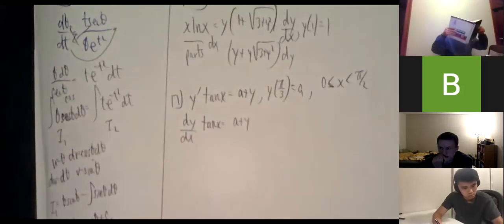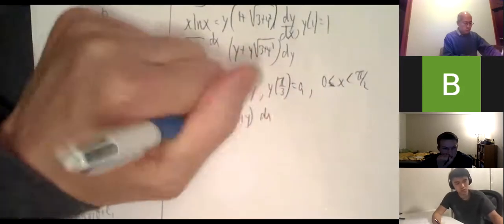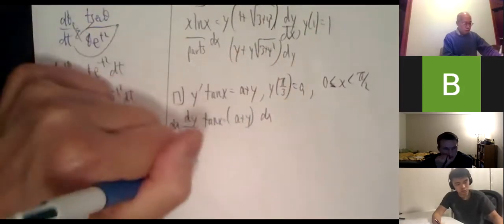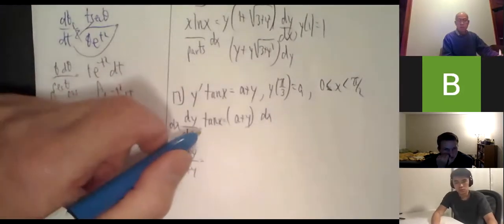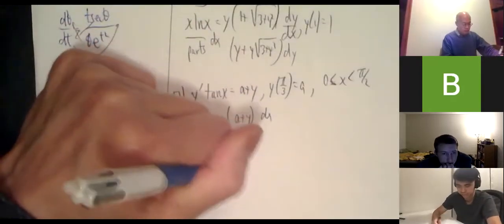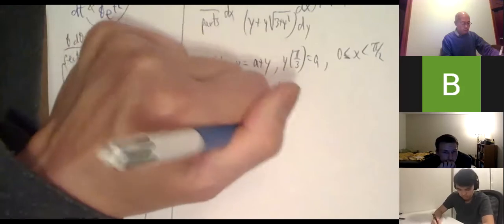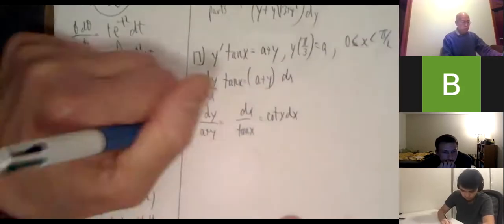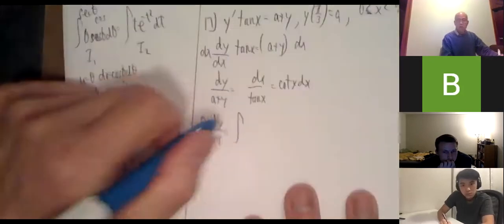See if I did that right. Okay, so multiply by dx, divide by that: dy over a plus y equals dx divided by tangent x, which is the same thing as multiplying by cotangent x. So the integral of dy over a plus y equals the integral of cotangent x dx.